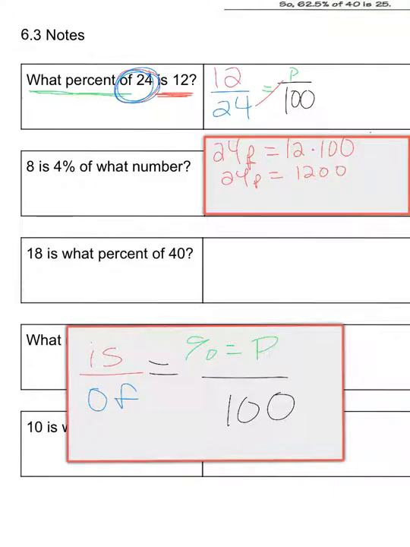Alright, now to get P by itself, since I have 24 times P, I have to divide by 24. And if I divide by 24 on this side, I have to do the same thing on that side. So we are going to divide by 24. We are going to divide by 24. And that is going to give us an answer of P equals 50. Now because what we were missing was our percent, we know that P is equal to 50%. Okay?